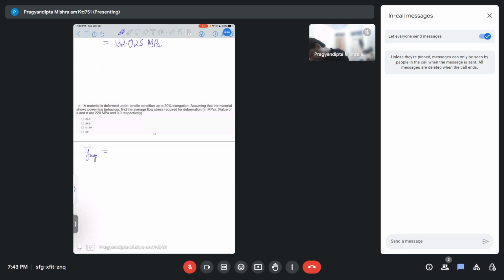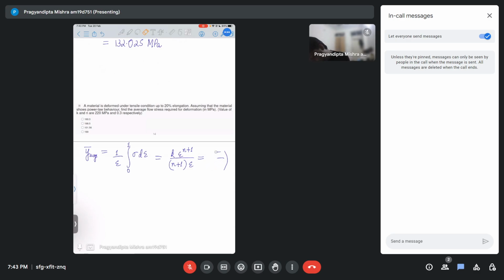So if we take 1 by epsilon times the integral from 0 to epsilon of sigma d epsilon, we will get the average value of flow stress. Sigma d epsilon will give us K times epsilon to the power n plus 1, divided by n plus 1. And already we had one epsilon in the denominator, so it becomes K times epsilon divided by n plus 1, or sigma divided by n plus 1. That's your average value.